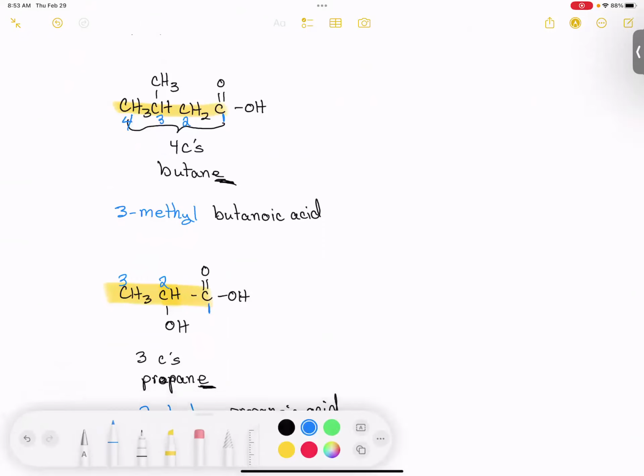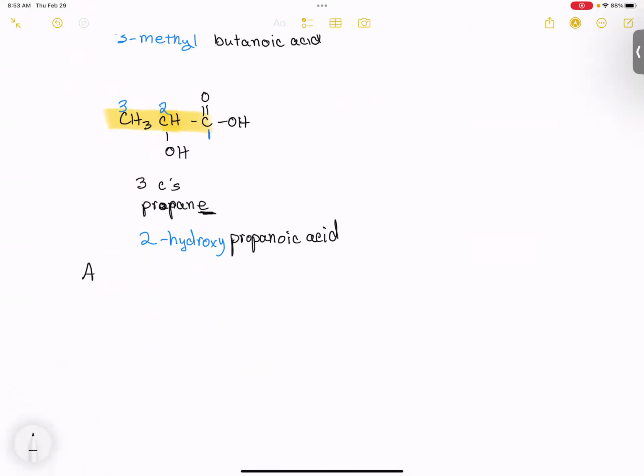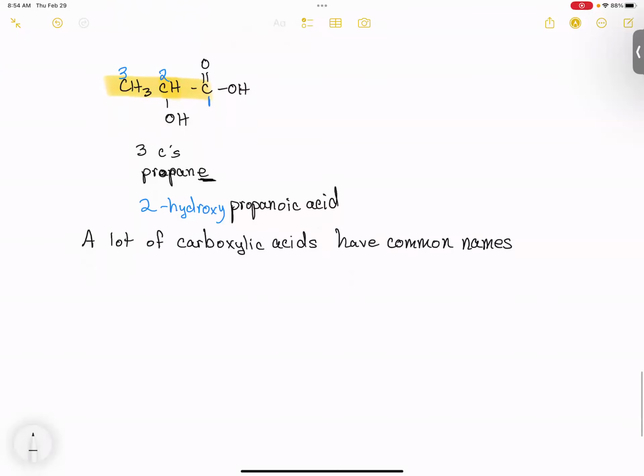Unfortunately, a lot of carboxylic acids have common names, because they were one of the first organic compounds that was actually made and purified and stuff of that nature. You will need to memorize table 17.1 for your common carboxylic acids.